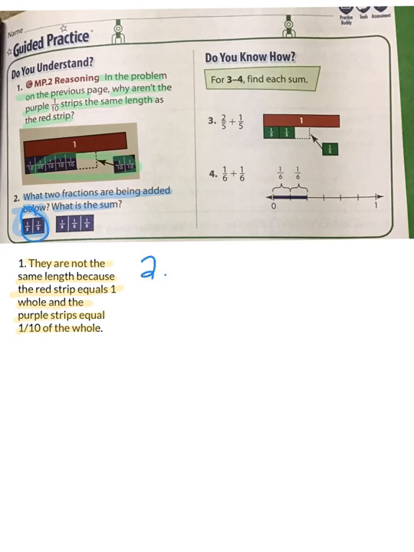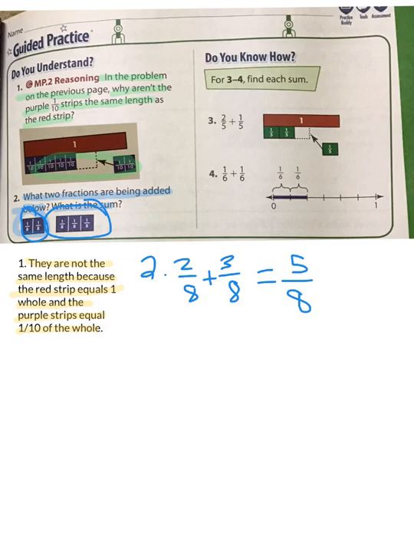So these 2 that I just circled equal 2/8. Then we're adding to the 2/8 these 3 right here, which since there's 3 of them, that's going to equal 3/8. And 2/8 plus 3/8 equals 5/8.